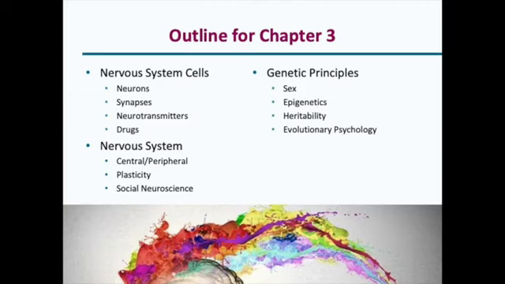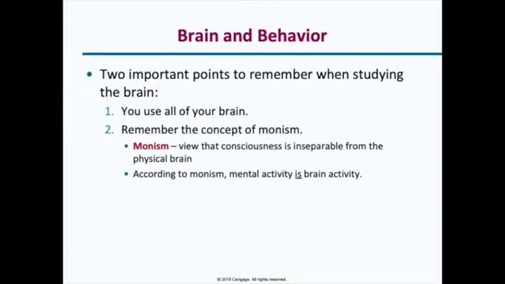Slide 17. You use all of your brain, not some small percentage of it. And although most people take for granted that their mind is separate from the brain, the evidence points to the contrary. Mind activity and brain activity are the same thing. To lose part of one is to lose part of the other. This makes psychological research on the brain in the category of monists. That means that they view consciousness as inseparable from the physical brain.